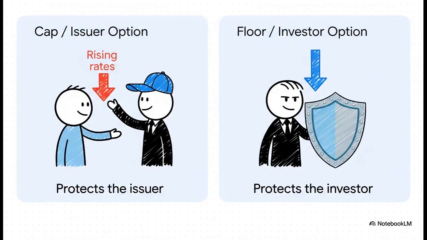This right here is the first thing you need to memorize. A cap protects the issuer from having to pay out too much if rates shoot up, so it's an option the investor sells to the issuer. A floor, on the other hand, protects the investor from earning too little if rates crash, so that's an option the investor owns. Who holds the option is the absolute key to valuing them.